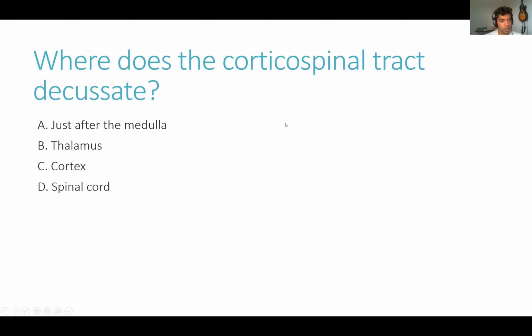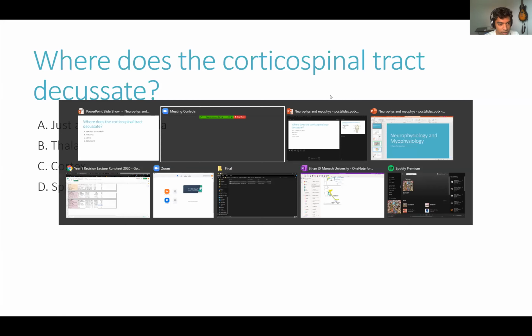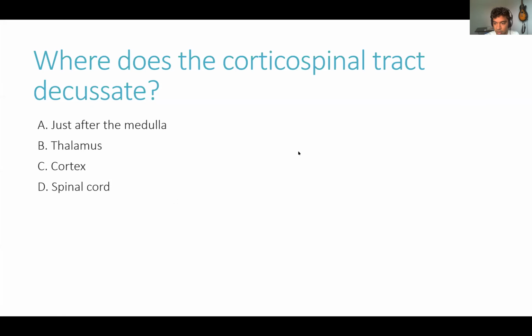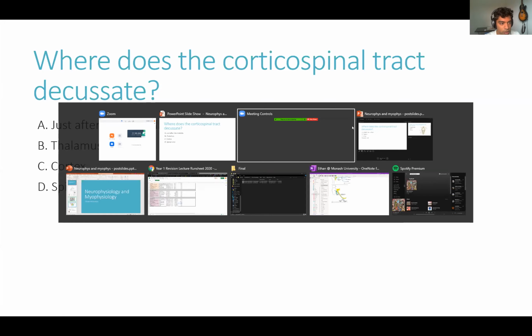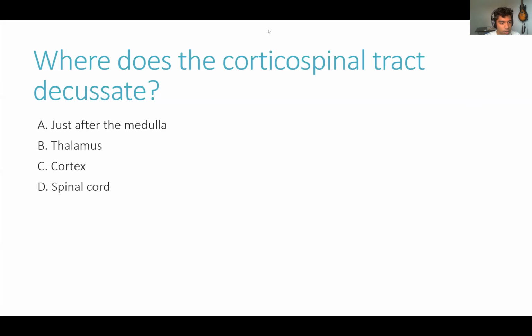Cool. Okay. So I'll get you guys to maybe type in the chat what you reckon for this answer, A, B, C, or D. Where does the corticospinal tract decussate? For some reason, I can't see the chat. Oh, there it is. Good. Just off the medulla in the spinomedullary junction.